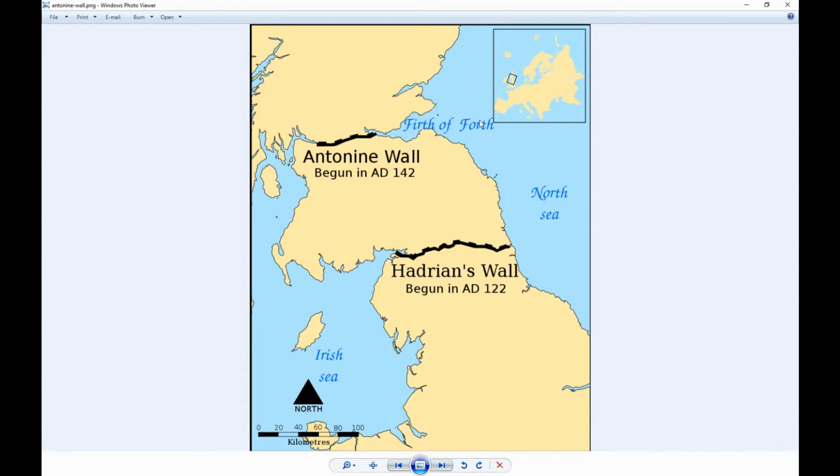So here's the Firth of Forth. Easy to say, huh? Firth is just an estuary. And remember, an estuary is a partially enclosed coastal body of brackish water, brackish meaning it's got salt in it, but not as much as the ocean, with one or more rivers or streams flowing into it and a free connection to the open sea.